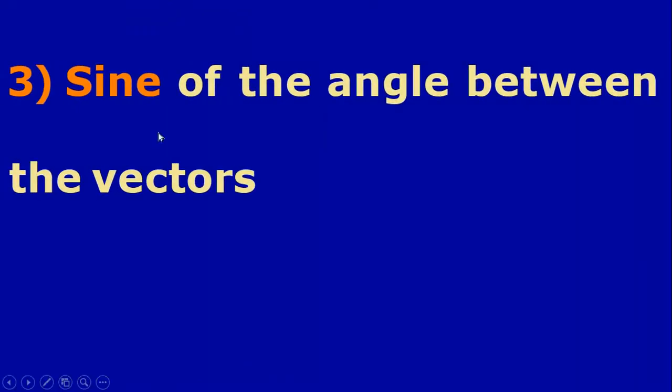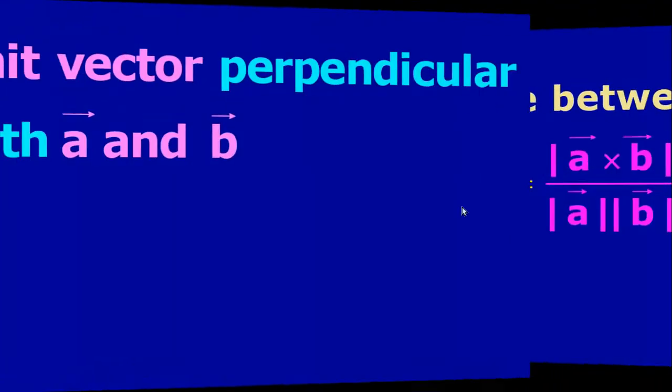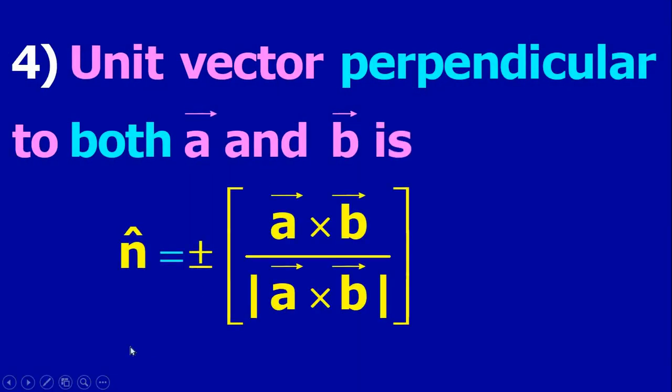Next one, if you want to find sine of the angle between the vectors, we can use cross product. Using cross product, we get sine theta. So sine theta formula is magnitude of a vector cross b vector divided by magnitude of a vector into magnitude of b vector. Unit vector perpendicular to both a vector and b vector is n cap, and n cap is given by a vector cross b vector divided by magnitude of a vector cross b vector.